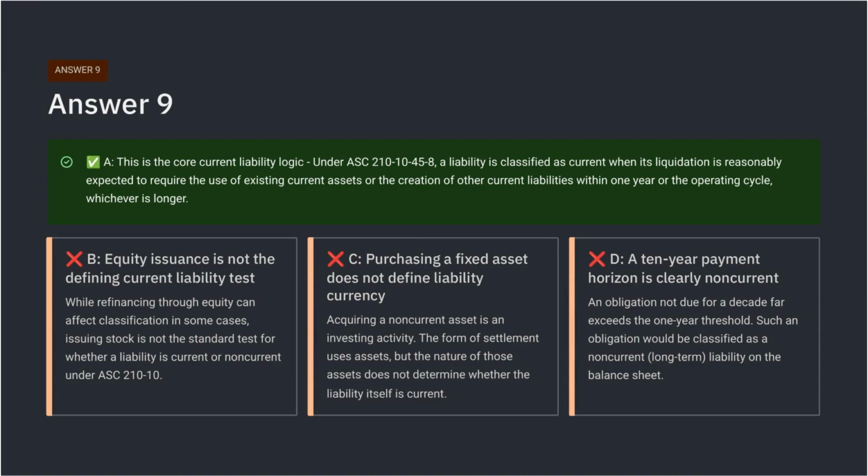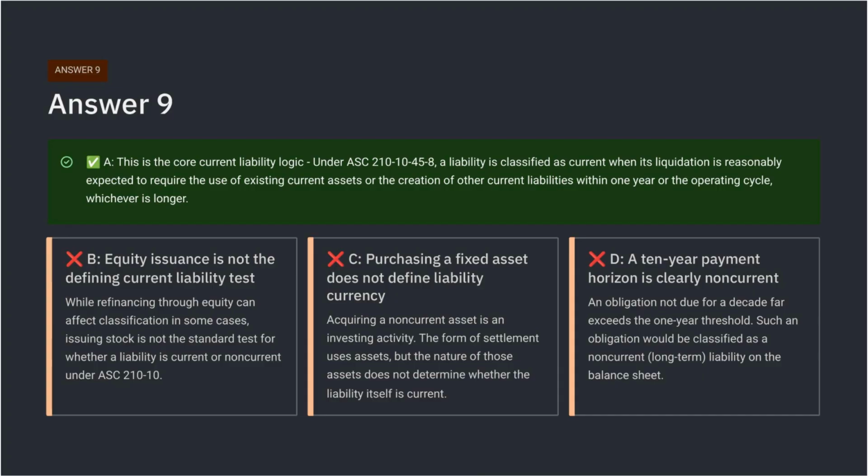The correct answer is A. Use of current assets or creation of other current liabilities. That is the core current liability logic under ASC 210-10. A liability is current when its liquidation is reasonably expected to require current assets or create other current liabilities within 1 year or the operating cycle, whichever is longer.